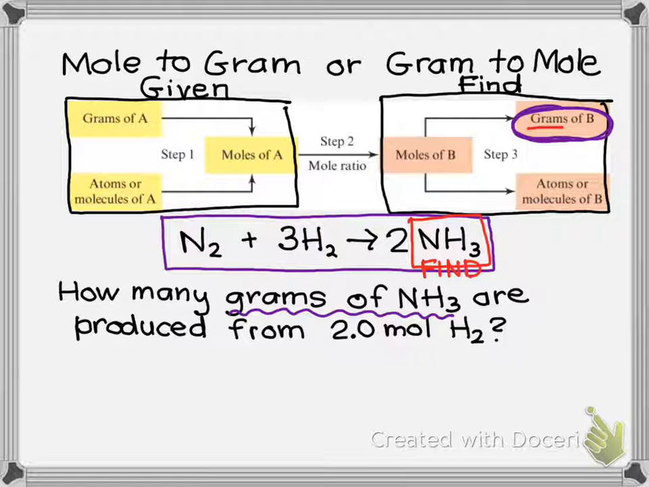And then it says "are produced from 2 moles of hydrogen." So here again, now I get two bits of information. I see that the units that I was given are moles. And what I'm looking for in my equation is going to be the hydrogen. So that's right here.